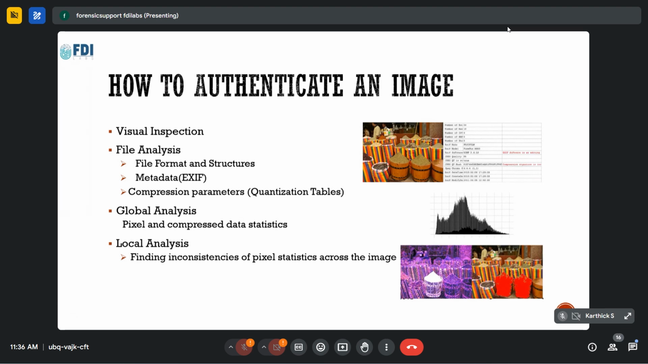The final stages of the authentication method will be pixel and compressed data statistics, and the last final part will be local analysis, that is finding inconsistencies of pixel statistics across the image. I will give an explanation in our upcoming sessions. We don't want to waste time on these topics.